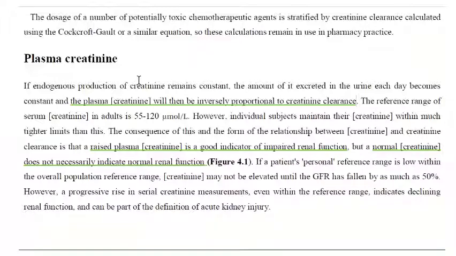The reference range of serum creatinine in adults is 55 إلى 120. هذا هنا مايكرومول، اكو خطأ مطبعي ومكتوب عندكم هيك، بس الوحدة مالته بهذه الأرقام هي مايكرومول بير لتر. فهذا الرينج من 55 إلى 120 إذا كانت الوحدة بالمايكرومول بير لتر. أما إذا كان بالمليغرام بير ديسيليتر فتكون أرقام غير هذا الريفرنس رينج. المهم هذا الريفرنس رينج في هذه الوحدة المايكرومول بير لتر. However, individual subjects maintain their creatinine concentration within much tighter limits than this.